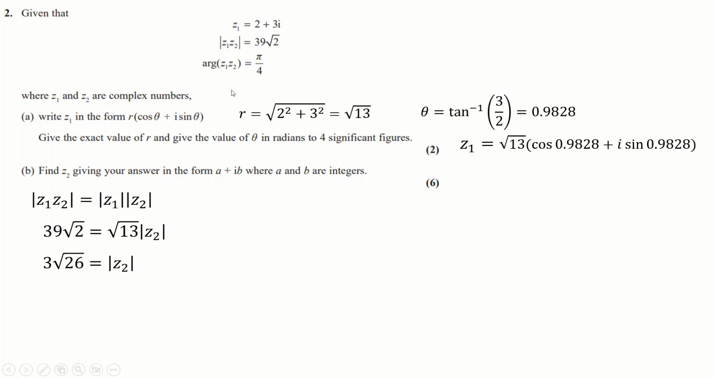And we also can find the argument because the argument of z1z2 is equal to the argument of z1 plus the argument of z2. So the moduluses multiply and the arguments add. We should kind of just know that.